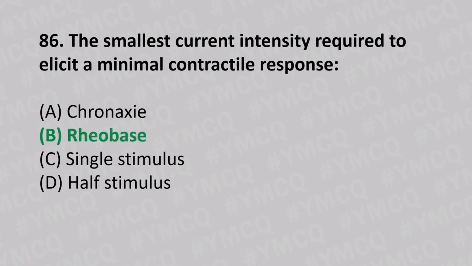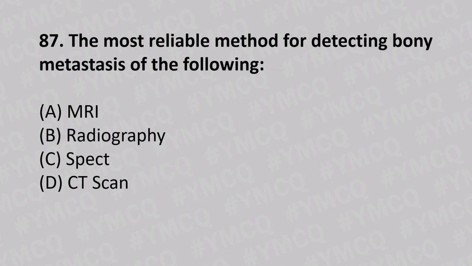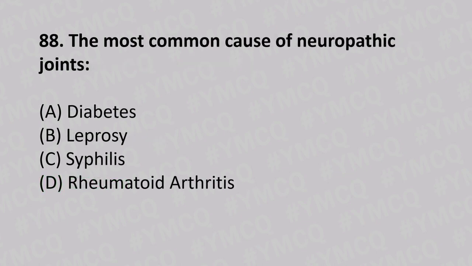Moving to our 87th question, the most reliable method for detecting bony metastasis of the following: option A, MRI; option B, radiography; option C, SPECT; option D, CT scan. And the answer is option D, CT scan.